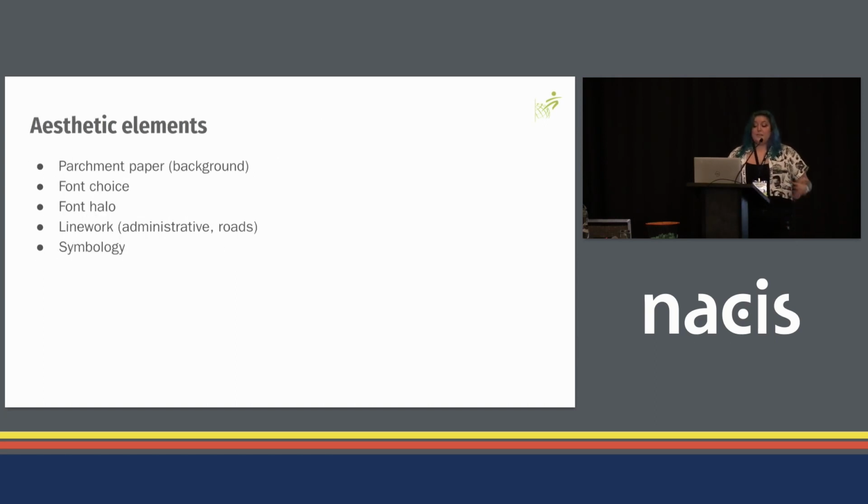So the aesthetic elements that I chose were parchment paper for the background, a particular font choice, making sure there's a font halo, which I'll explain, and specific types of line work, administrative and roads, and of course symbology. And usually I would say to recreate a style, it's good to choose between 3 and 5. You can obviously always do more, but at a certain point, it's a little obvious in terms of the similar style you're trying to recreate.